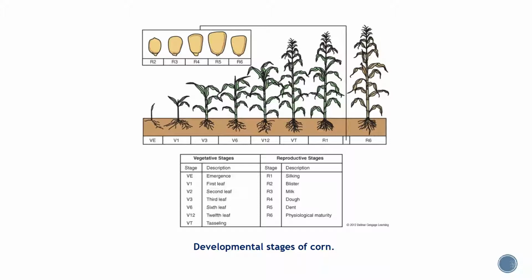And then if you look at the reproduction stages, R1 is silking. R3 is that milk stage, where there's still a lot of liquid in that seed. R5 is dent, and then R6 is that maturity. So if you're planting that corn as a field plant, that's where you want to reach, but you still want to have a little bit of that moisture in there to make sure that you have that weight as well.